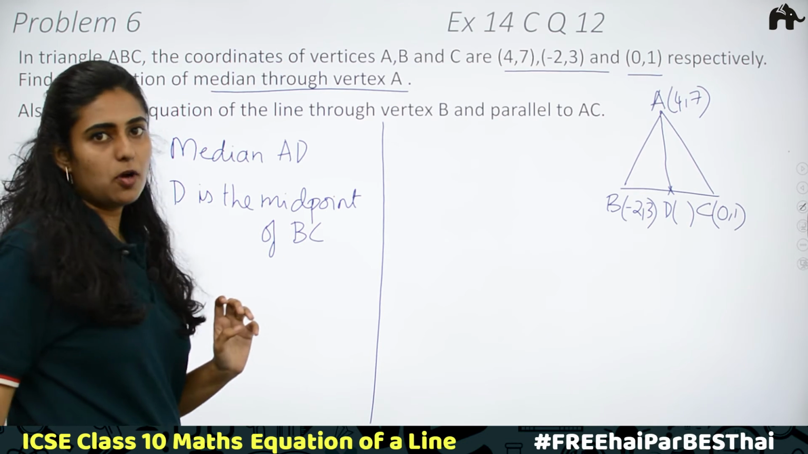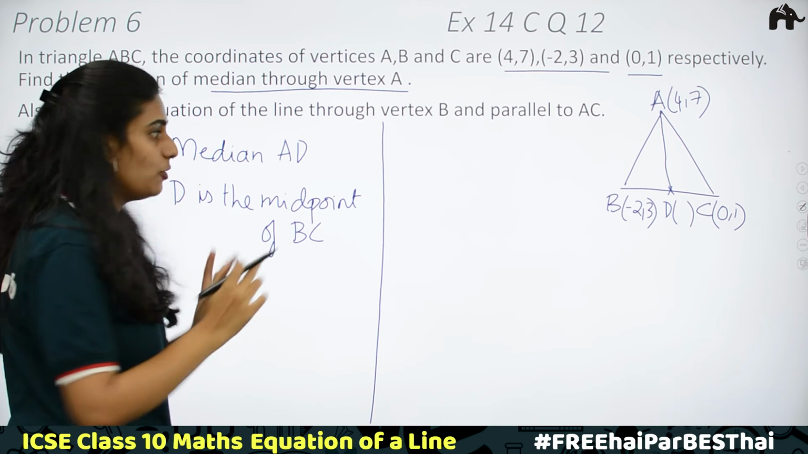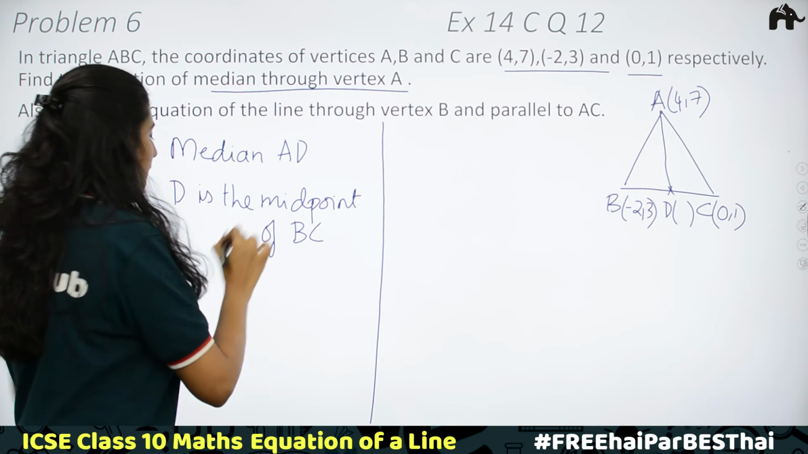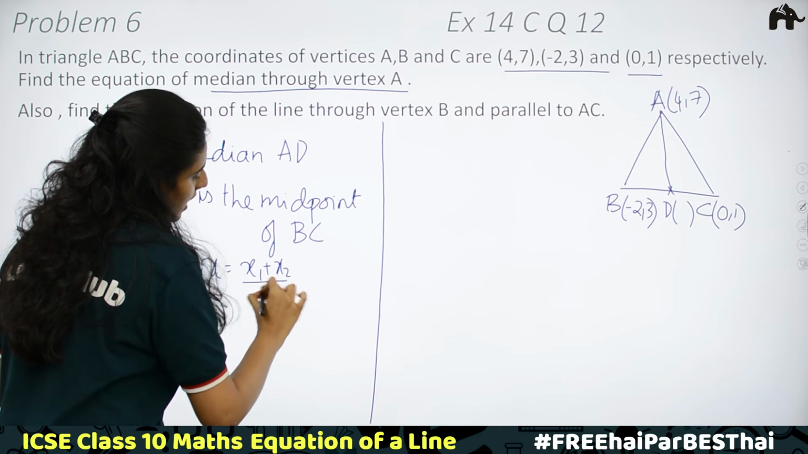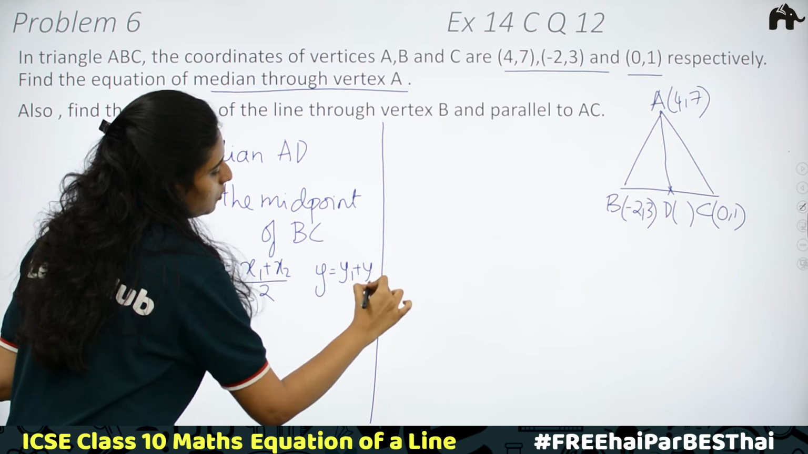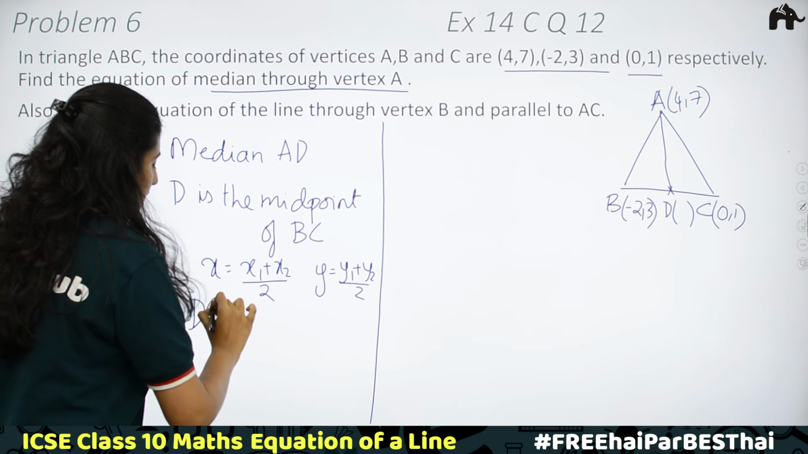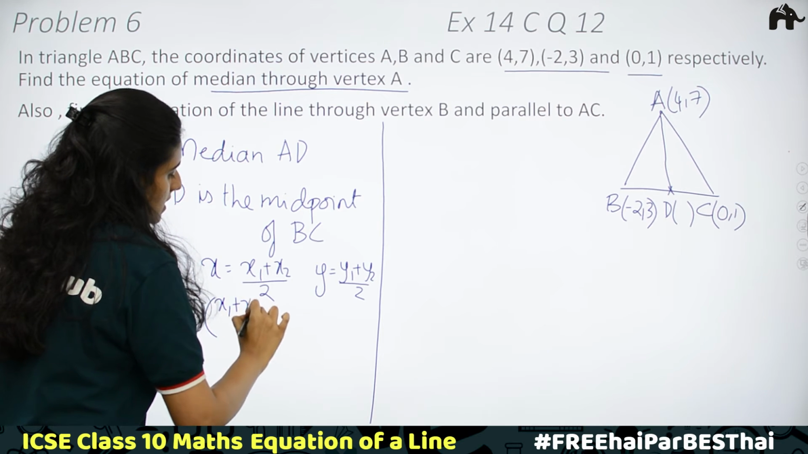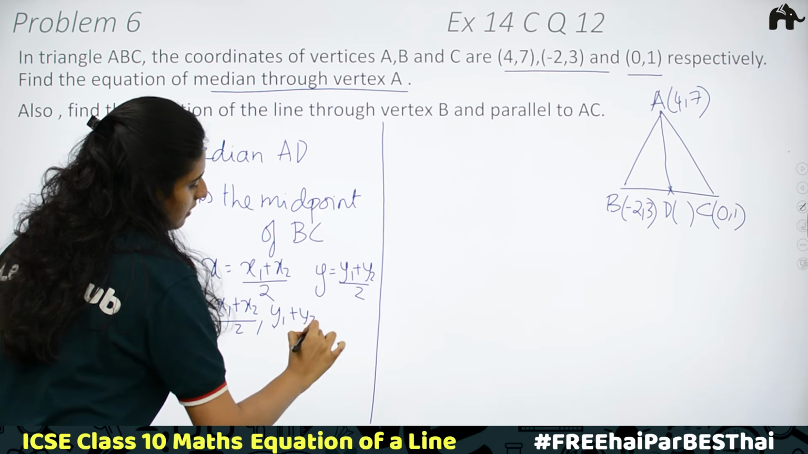If D is the midpoint of BC, then we can find the coordinates of D. How to find the coordinates of the midpoint? The x coordinate is x equals x1 plus x2 divided by 2, and the y coordinate is y equals y1 plus y2 divided by 2. So the coordinates of D are (x1 plus x2 divided by 2, y1 plus y2 divided by 2).